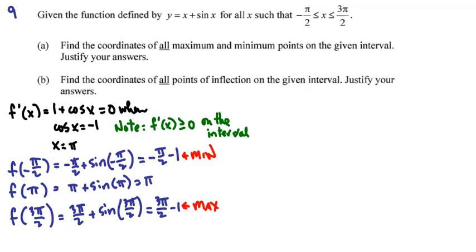So we know the function is always increasing, and that tells you then that the minimum point has to be the left-hand endpoint and the absolute maximum point has to be the right-hand endpoint. So that just kind of confirms what we were looking at there.